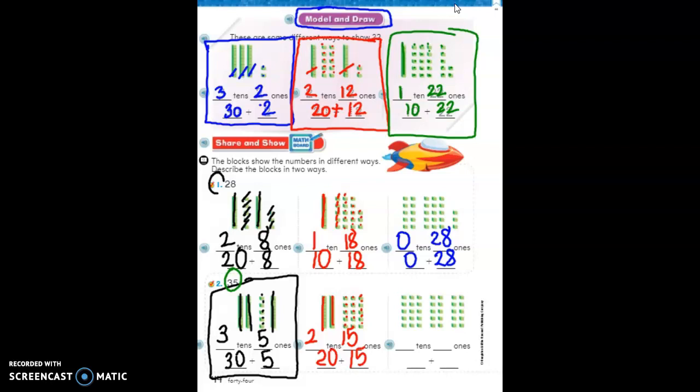And our last one is all ones. So 0 tens and all ones. Do you remember what that should be? We don't even have to count it. It's 35 ones. So 0 plus 35.